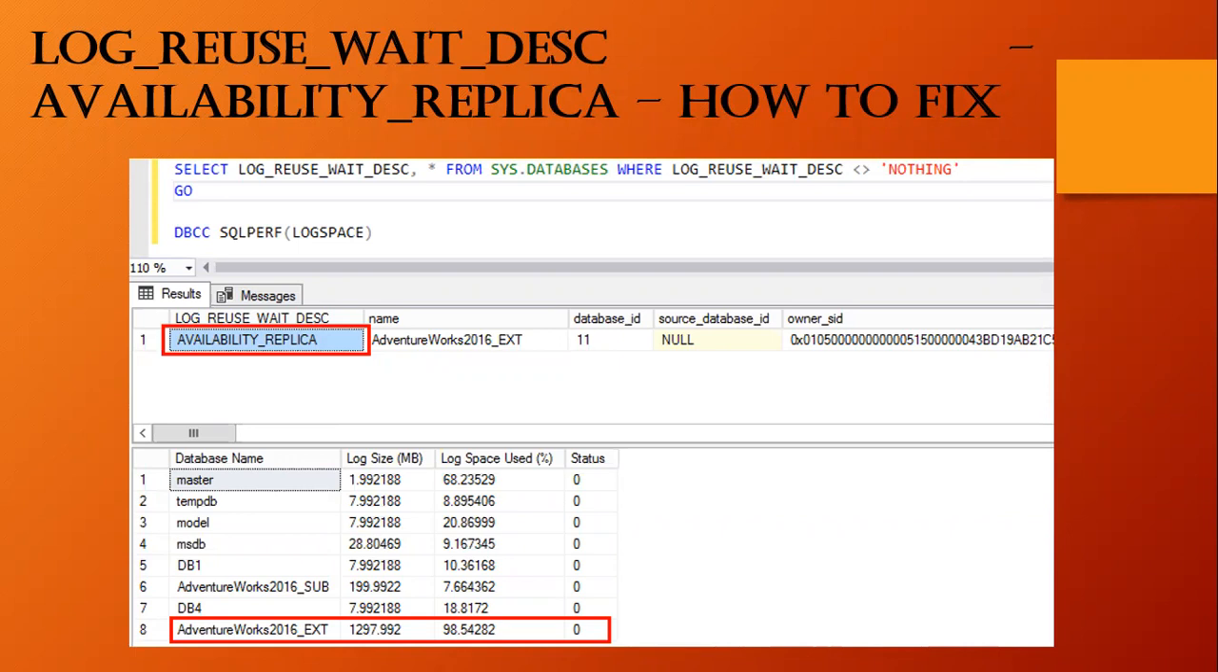Welcome to the video. I will show you a real-time scenario where a database log file is full due to availability replica. Let's take a scenario where the application team contacted you stating that their transactions are failing with a log file full message. When you look into the SQL error log, you notice the transaction log file is full due to availability replica. Let's jump into the server and try to fix that issue.